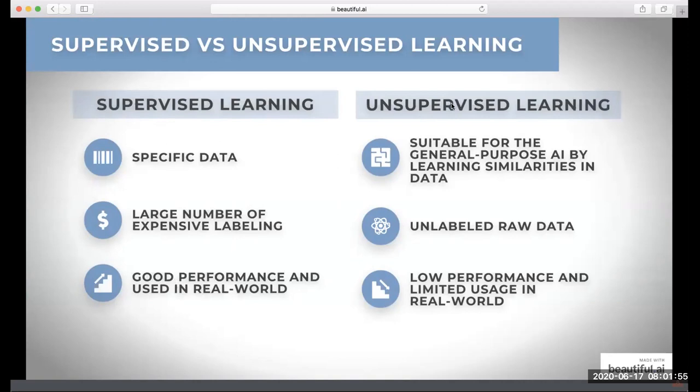On the other hand, unsupervised learning is the more human-like learning, and it's suitable for general purpose AI. They learn the similarities in data and categorize the data by themselves, naturally. So they can work on unlabeled raw data. But they have relatively low performance now, and limited usage in the real world.